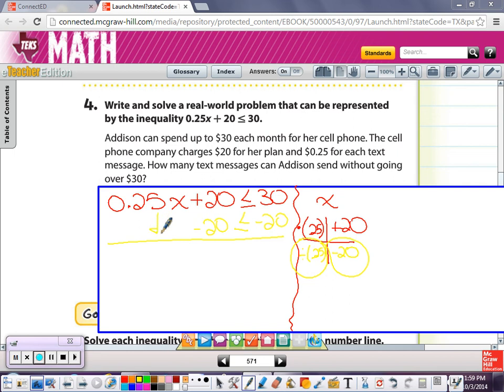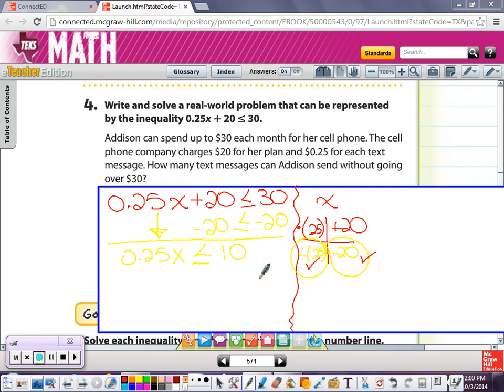So I'll get rid of that 20 bucks to figure out how much money I have left to work with. All this stuff with the x comes right on down. So 25 cents for every text message that I send has to be less than or equal to, well, if I have 30 bucks total and $20 goes every month to my cell phone bill just to keep it activated, then that leaves me $10 left for text messages. So now I'm basically being asked how many quarters will fit into $10. In order to figure that out, I'm going to have to divide both sides by, excuse me, by 0.25. Divide both sides by 0.25 because I already did this step.